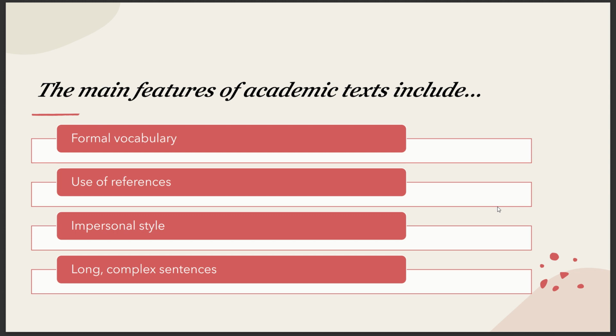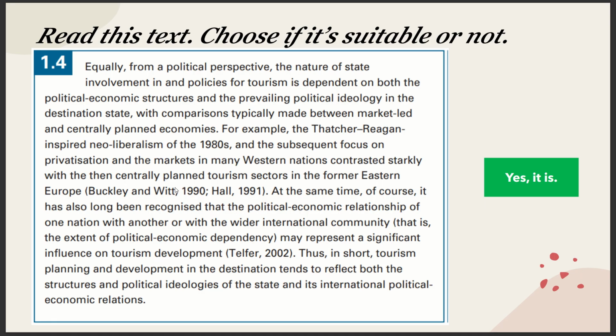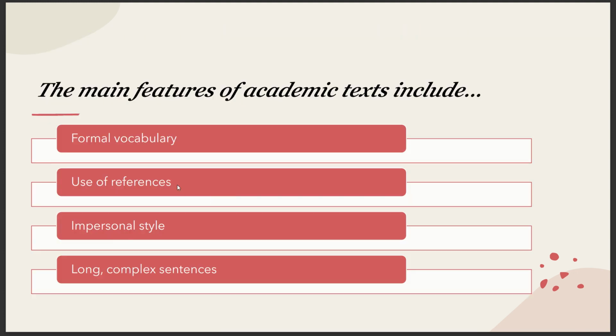Feature 2, use of references. If there are references that you can see, meaning that we have citations in here, see? Like here or like here, sorry, yeah. When you have citations and references, you know that the text is academic.